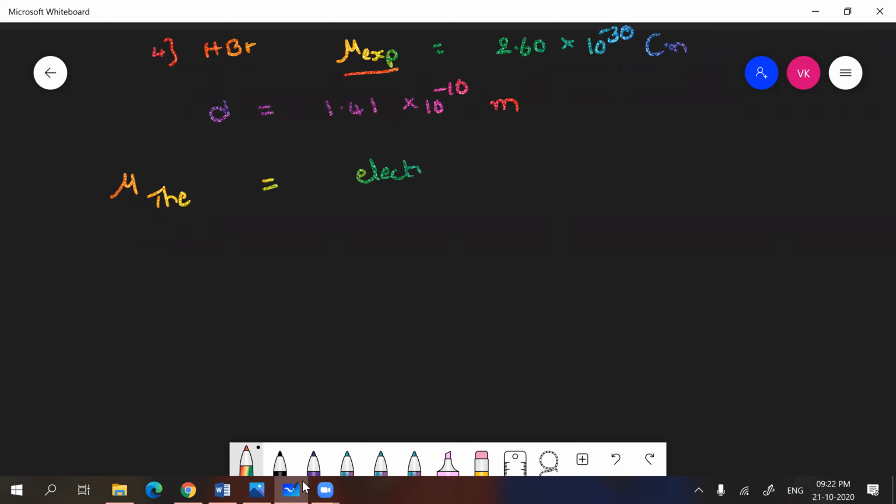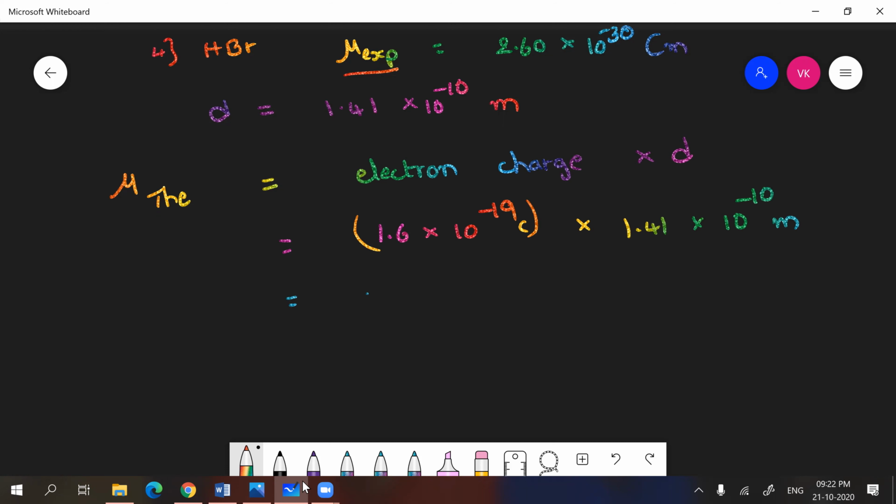Charge of the electron times distance. What is the charge of the electron? 1.6 times 10 power minus 19 coulombs, times the distance they gave in the problem, 1.41 times 10 power minus 10 meters. When you simplify this, you get the theoretical value, 2.26 times 10 power minus 29 coulomb meters.